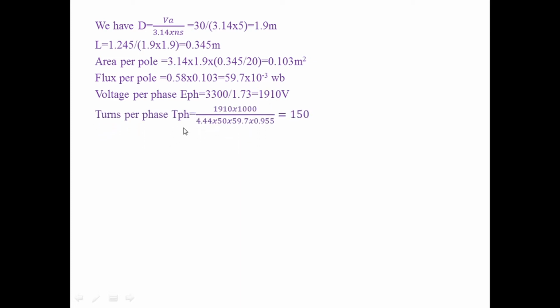Next, turns per phase, T phase, is equal to voltage per phase, 1910 volts, divided by 4.44 into F into flux per pole, 59.7 into 10 to the power minus 3, into Kw, that is 0.955. So we will be getting turns per phase as 150.